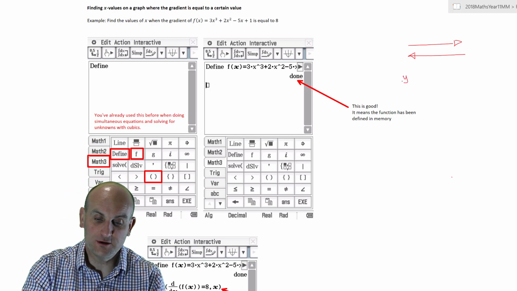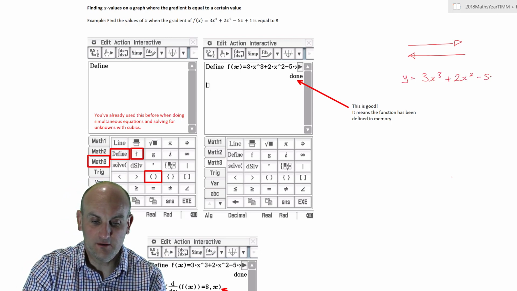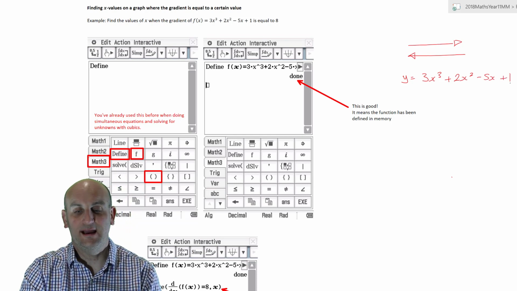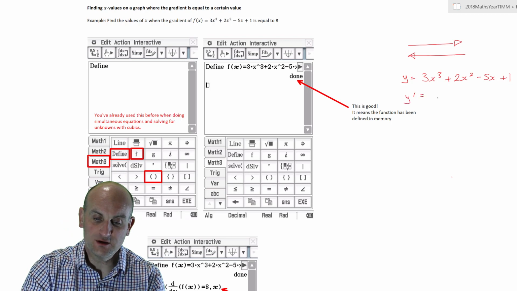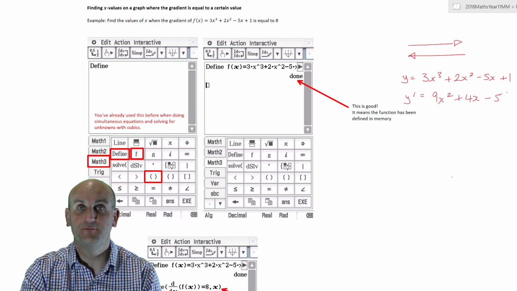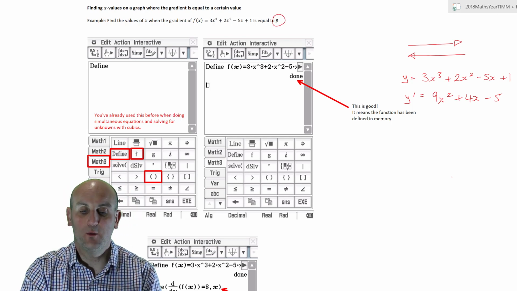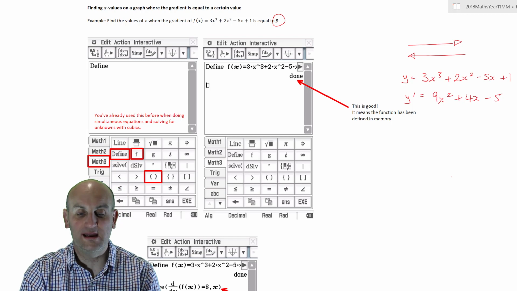So I've got my equation, standard now, 3x cubed plus 2x squared minus 5x plus 1. And I'm trying to find the gradient when x equals 8. So gradient, y dashed, is 9x squared plus 4x minus 5. Now I'm not putting x as 8. That's not what it's asking. It wants to know the value of x when the gradient is 8.